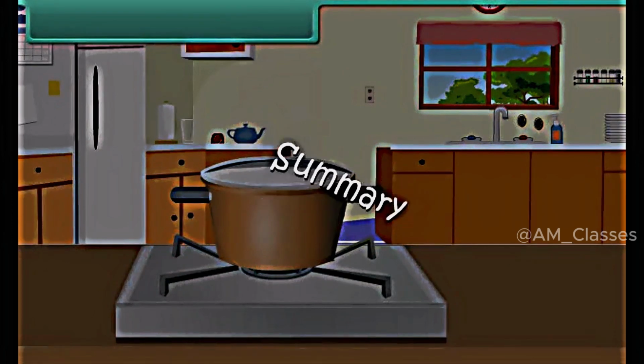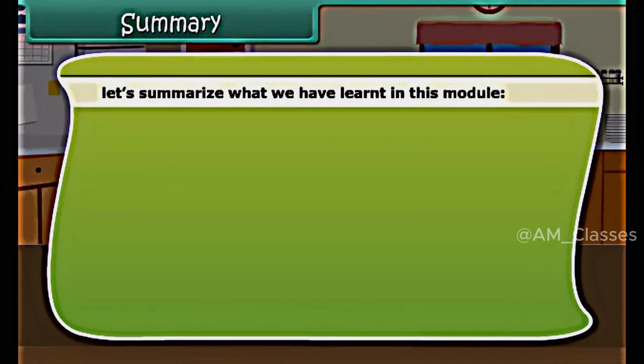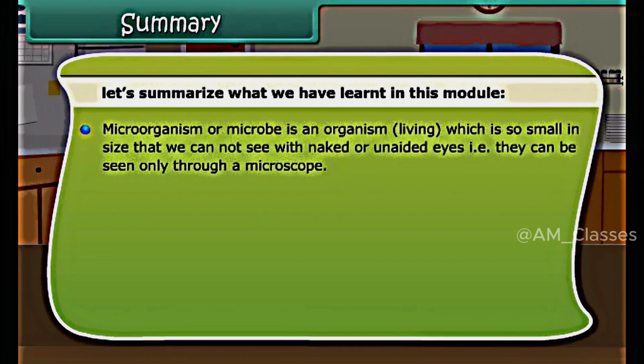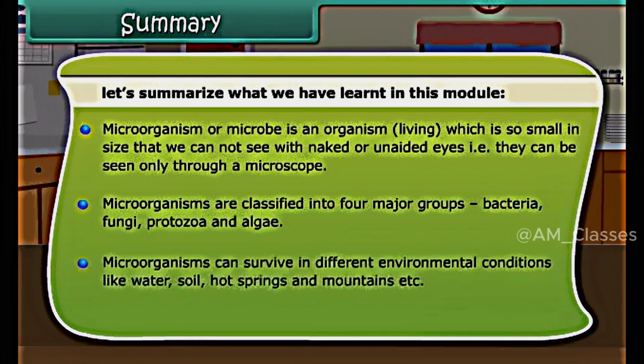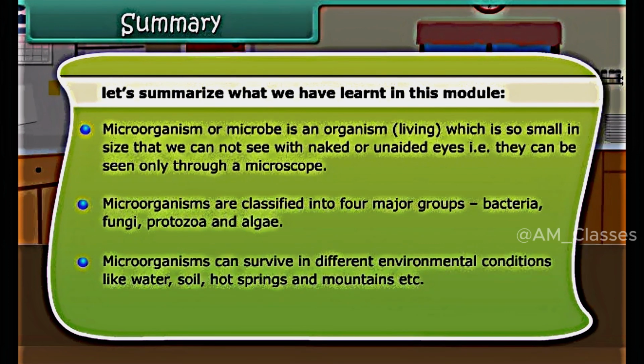Summary. Friends, let us summarize what we have learned in this module. Microorganism or microbe is a living organism which is so small in size that we cannot see it with naked or unaided eyes, that is, they can be seen only through a microscope. Microorganisms are classified into four major groups: bacteria, fungi, protozoa, and algae. Microorganisms can survive in different environmental conditions like water, soil, hot springs, and mountains, etc.